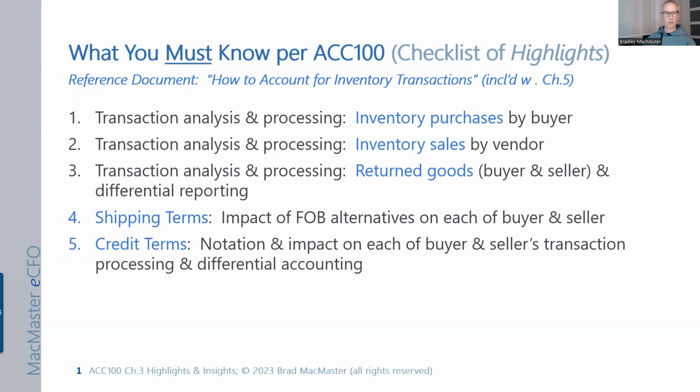And the common expressions, this is what I refer to as notation. The notation is something like 2/10, N30, which is read 2-10 net 30. And what that means is you must pay the invoice price in full by the 30th day. But if you pay by the 10th day, you are entitled to take, without further authorization, a discount of 2%.